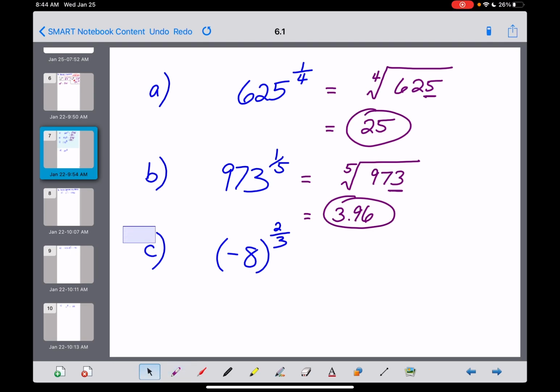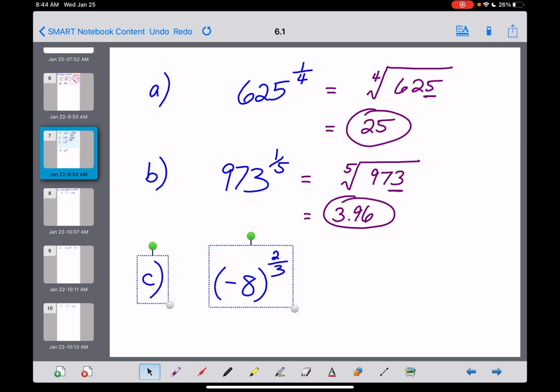Not sure that's a great example I gave you right there. I don't think you're going to see too many problems like that on your homework or on your test. C's a more interesting example. -8 raised to the 2/3 power.